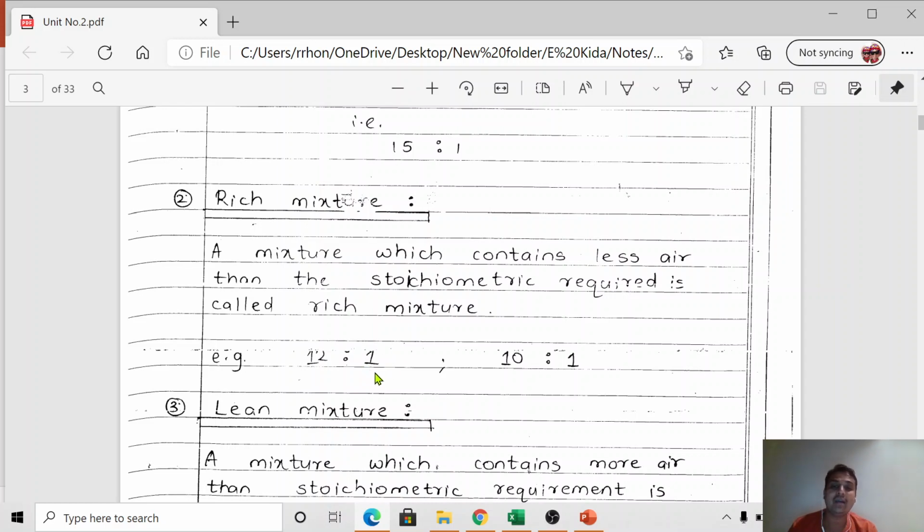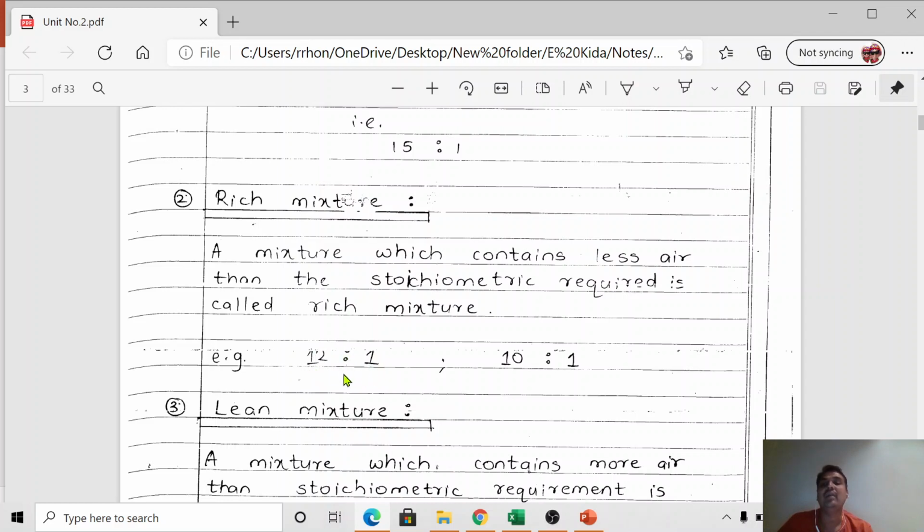Someone might get some confusion in their mind. In the case of a rich mixture, there is always a reduction in the air. There is not an increment in the fuel percentage. But by default, if we reduce the percentage of air, ultimately the mixture will be too strong for combustion purposes.